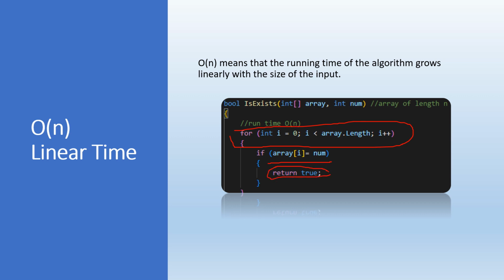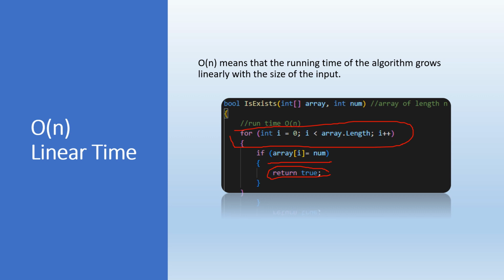It is possible that it can return immediately, if it is the first element. But what is the upper bound? It can go up to the length of the array, or if it doesn't find anything, it may return some empty value. So this is called linear time, or O of n. If the array is of length n, then the time complexity of this function is O of n.